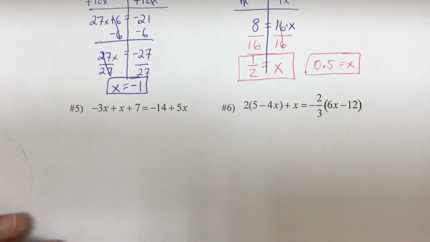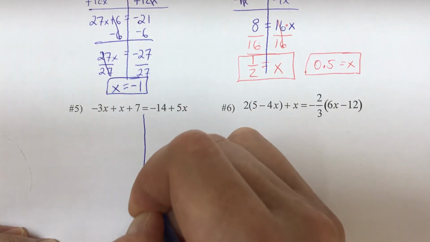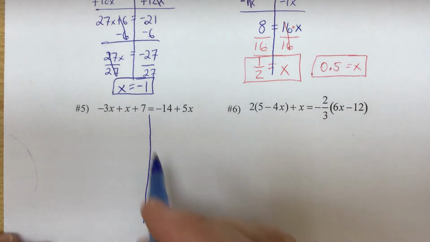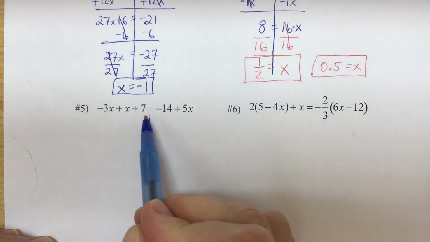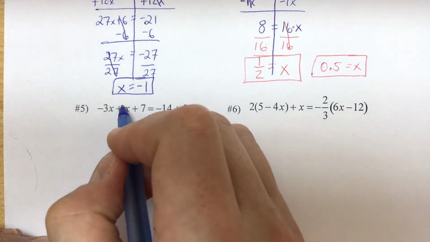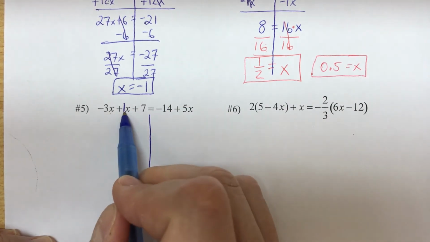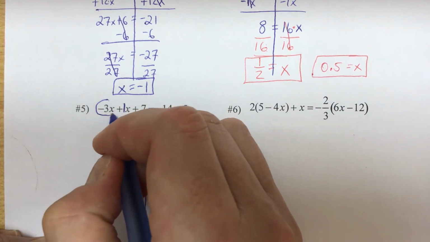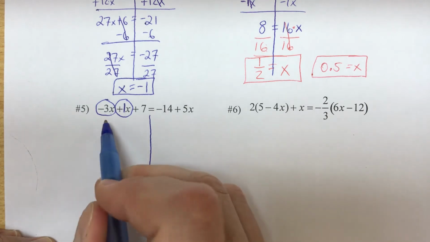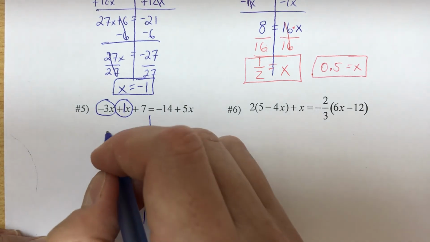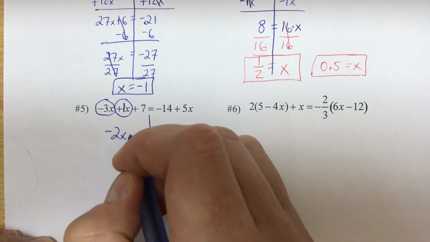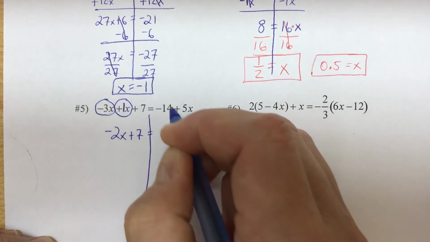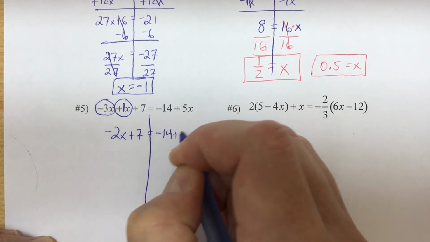Okay, 5. All right, problems are getting a little bit longer here. Before we move anything, look at the left side and notice that we have two terms with x. We have two like terms here. First thing we'll do is combine those. Negative 3x plus 1x is negative 2x. Plus 7 will stay like it is. And then I'm just going to copy the right side.